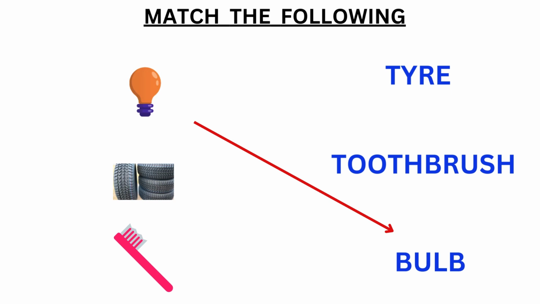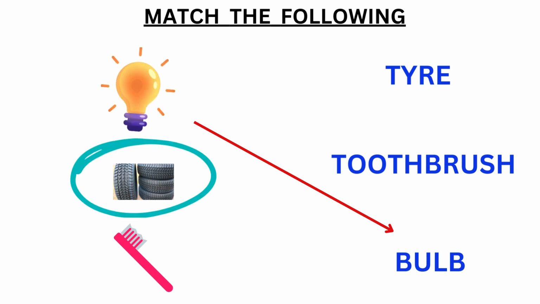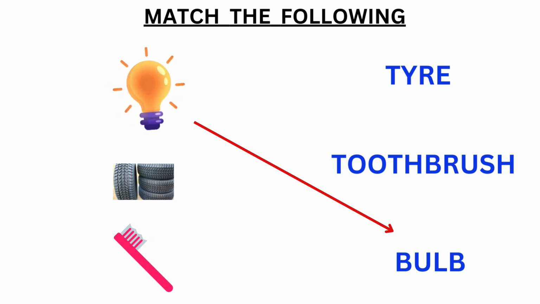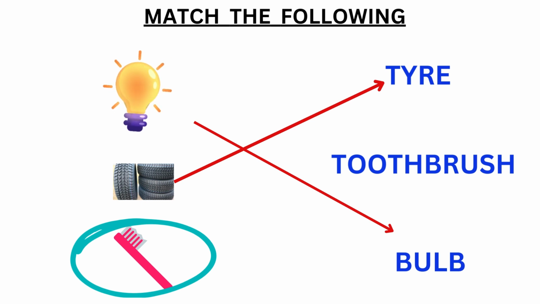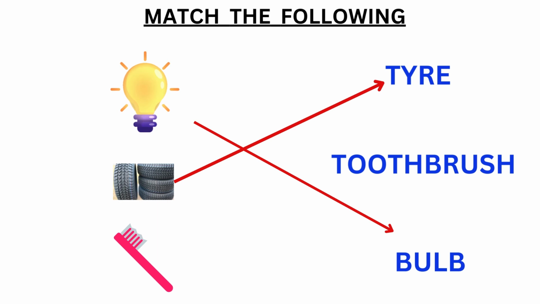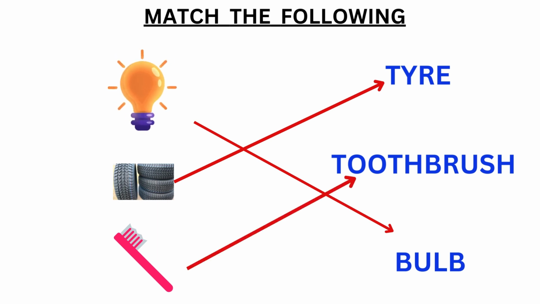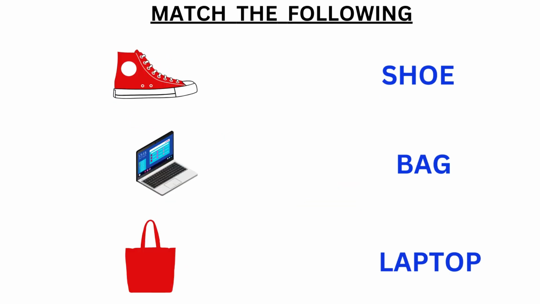Number 2, we have a round rubber object often found on vehicles. What is it called? It's the tire. Number 3, we have a tool used for cleaning our teeth. What do we call this? It's the toothbrush.